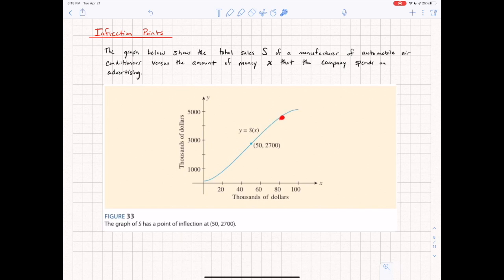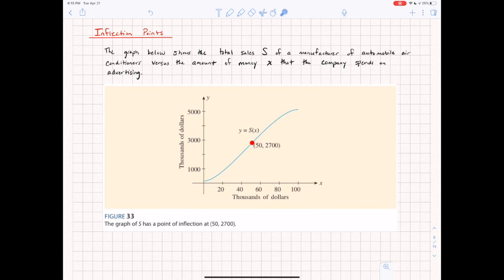So another way to ask that question is, as I draw this curve here from left to right, how does this curve change? How is my sales impacted? Well, hopefully what you're seeing is that as this company increases the amount of money it puts into advertising, it doesn't see a lot of growth at first. You'll notice this curve down here is pretty flat, but as it continues to spend more and more, notice how steep the line gets until it gets to this point here at 50, 2700.